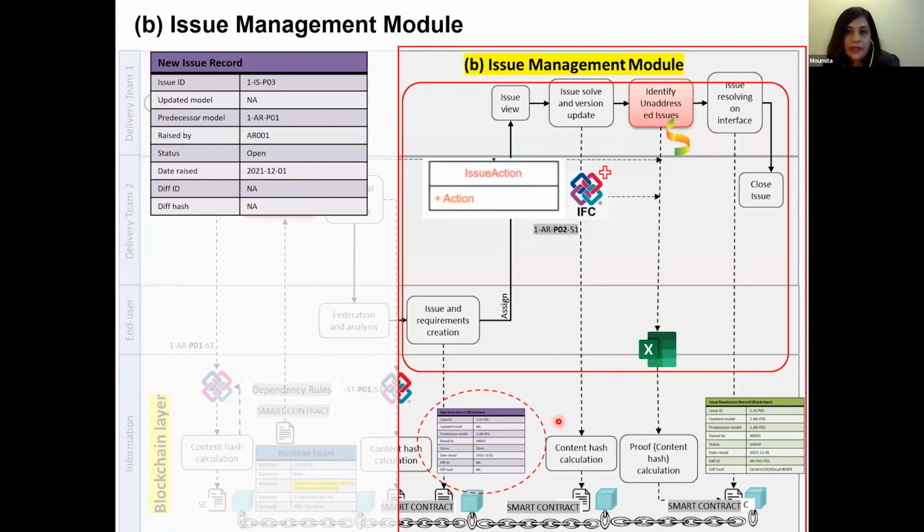And at the same time, it also requires an IFC file, which has the different actions marked on the IFC file. So for example, an issue requires that you move a particular door by 2 centimeters. So the action would be marked on that particular element, and it would mark it as modify. So after that, this particular module checks for the unaddressed issues.